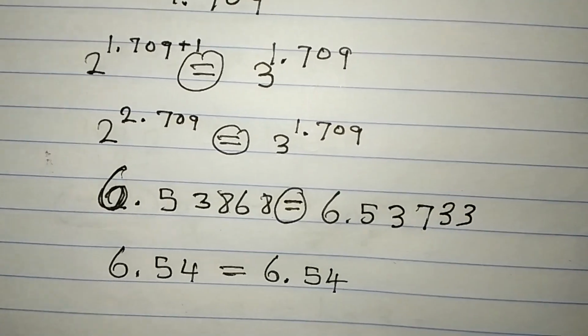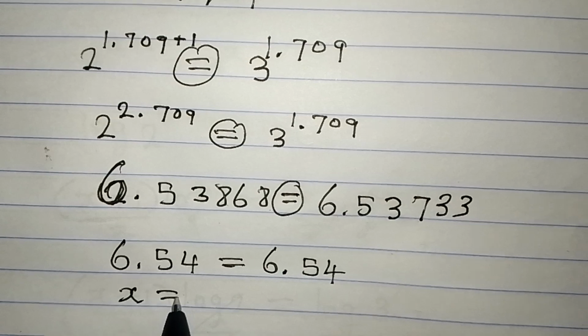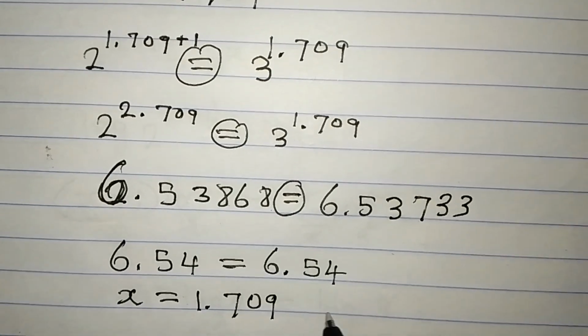So this is to confirm that if we say x is equal to 1.709, we are very correct.